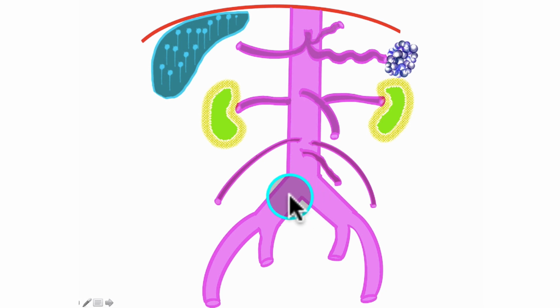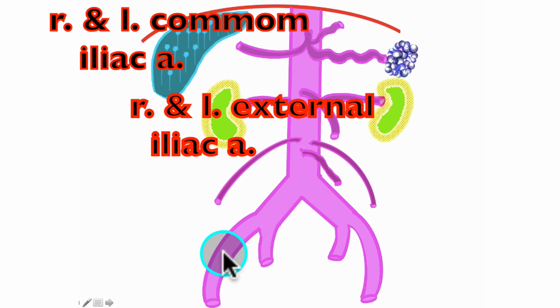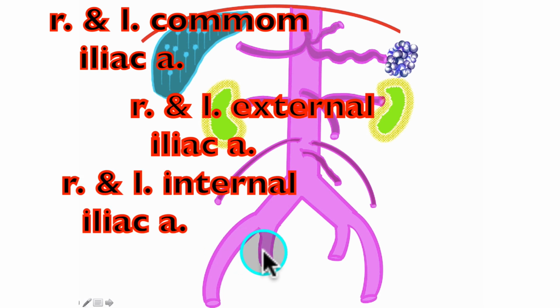reaches the pelvic cavity into the right and left common iliac arteries, which are going to bifurcate yet again into the right external iliac artery, right internal iliac artery, and on the left side, left external iliac artery, and the left internal iliac artery. The external iliac arteries will give rise to the femoral arteries. That is to say, it's the same blood vessel. It just, the name of the blood vessel has a name change once it passes through the inguinal ligament.